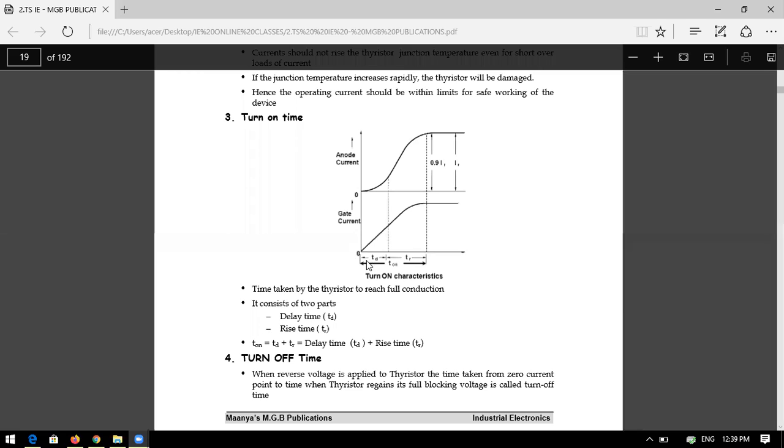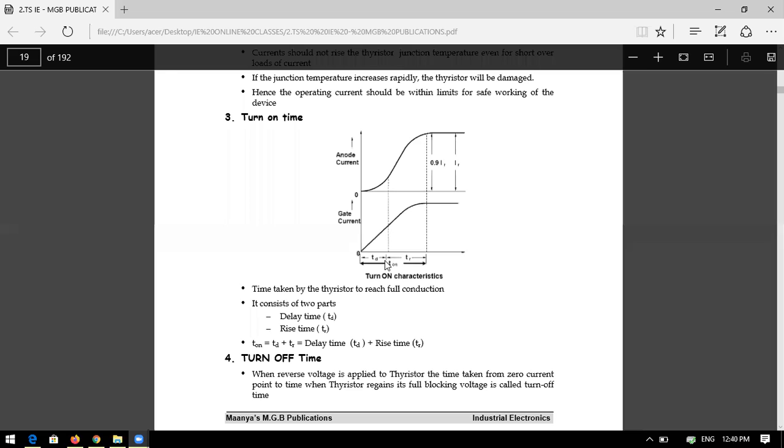So what is the TD? This is the TD. This is the TR. It is the time taken for a pulse or the thyristor to reach its maximum value. This is the maximum value. How much time it will take to reach its full conduction or its maximum value, you can call as the turn on time. T on is equal to delay time plus rise time. So this is the delay time. How much time it will take to reach this value?